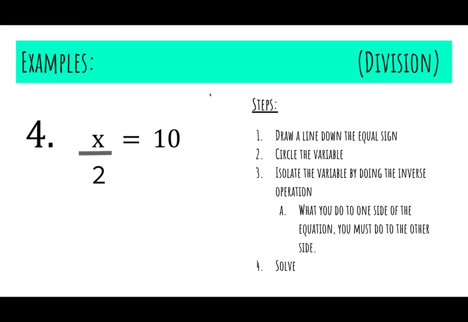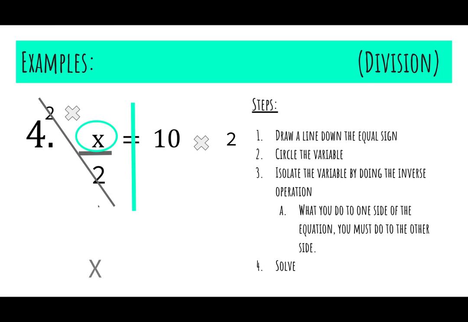And then finally, you have division. So in this problem on number 4, you have x divided by 2 equals 10. So again, draw your line down the equal sign, circle your variable. You're going to isolate the variable by doing the opposite operation. So in this case, if this is a divide by 2, you're going to multiply by 2. And whatever you do to one side, you must do to the other side. In this case, the 2's cancel out because technically you would have a 2 on top here. Remember, 2 divided by 2 makes 1. Okay, so those would cancel out, we say.